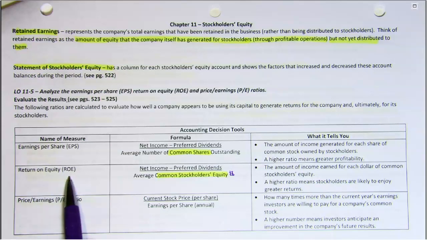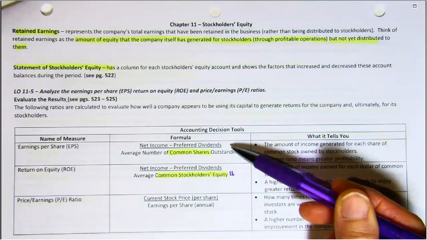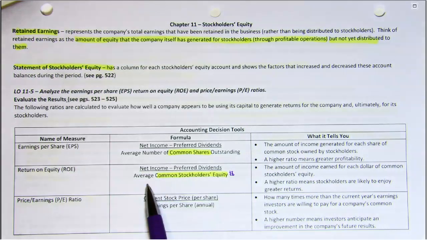The return on equity ratio takes the net income and again subtracts out the preferred dividends, just like in the earnings per share, but this time we divide by the average common stockholders' equity in dollars. So this tells you how good management has been at taking the investment of the stockholders and generating net income for the common stockholders. A higher ratio means stockholders are likely to enjoy greater returns.